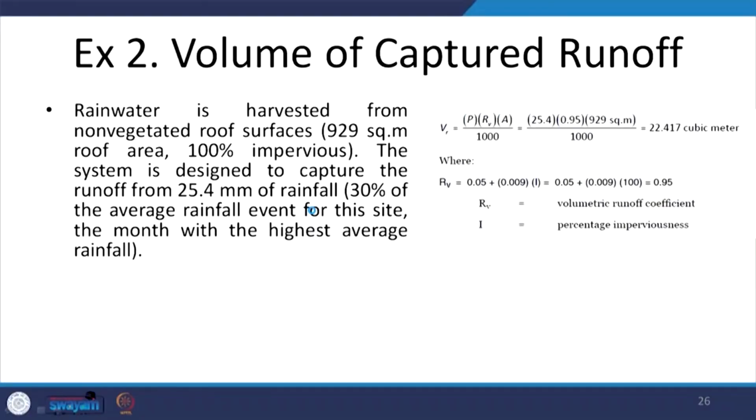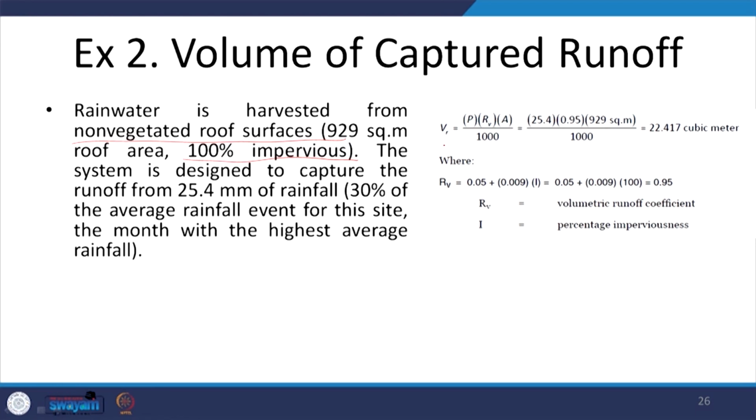This is one of the examples where we are calculating the volume of captured runoff. Now, this is for a roof area which is a non-vegetated roof surface. This non-vegetative roof surface is 100% impervious. So, it allows 100% of the water which it receives to run off.